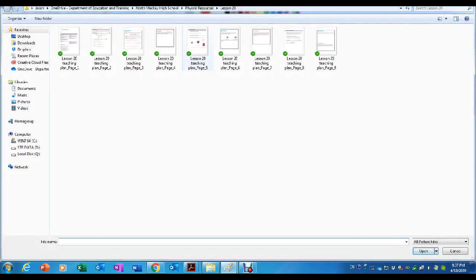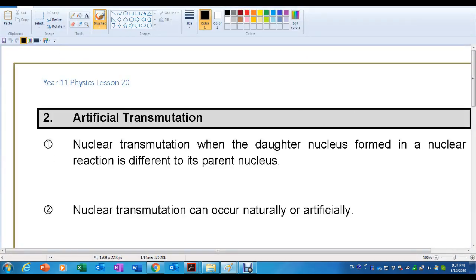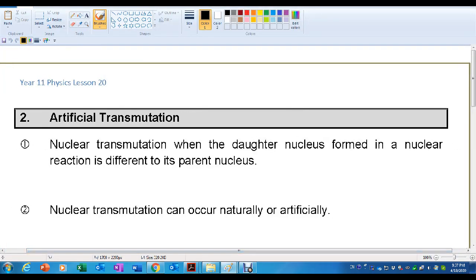Okay, let's go to another one. Let's talk about artificial transmutation. First, we need to understand what we mean by transmutation. We have learned that before, but possibly we might use other words. For example, we might use nuclear reactions or nuclear decays, right?